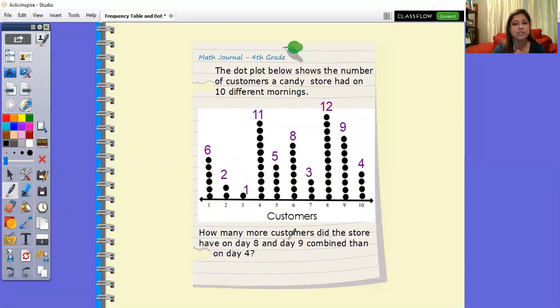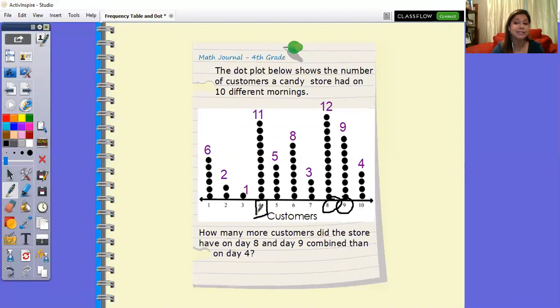Now for my question, let me analyze it. It says, how many more customers did the store have on days 8 and 9? So I want to combine days 8 and 9 right here. When I combine them, I know that I have to add them up. And how many more did they have? Because that was a lot compared to day 4. So day 4 is going to be the other piece of information that I'm going to use.